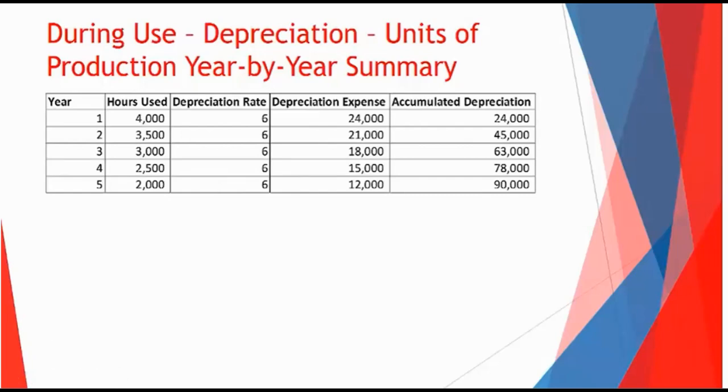It does not change. I misspoke. Yeah, it stays the same at 6 each time. So our depreciation expense is always going to be the hours that we use it that year times the rate of 6 gives us our expense, and then accumulated depreciation just adds up each year. Works out perfectly this way, doesn't it?